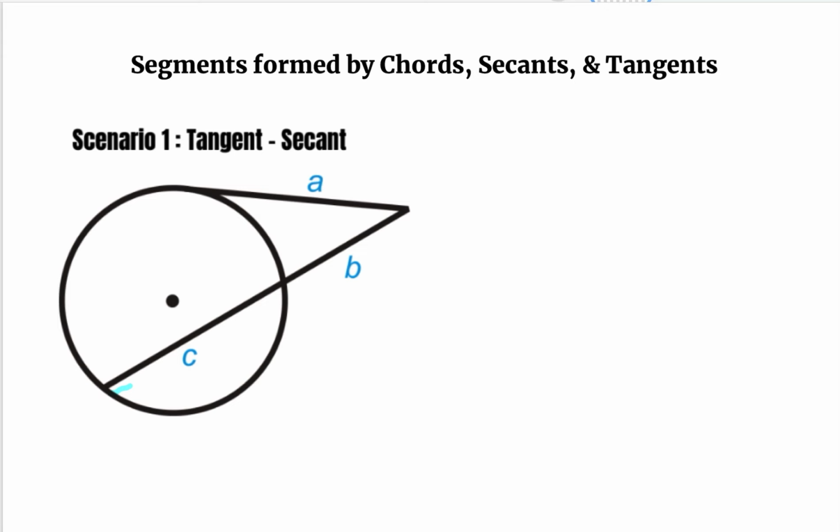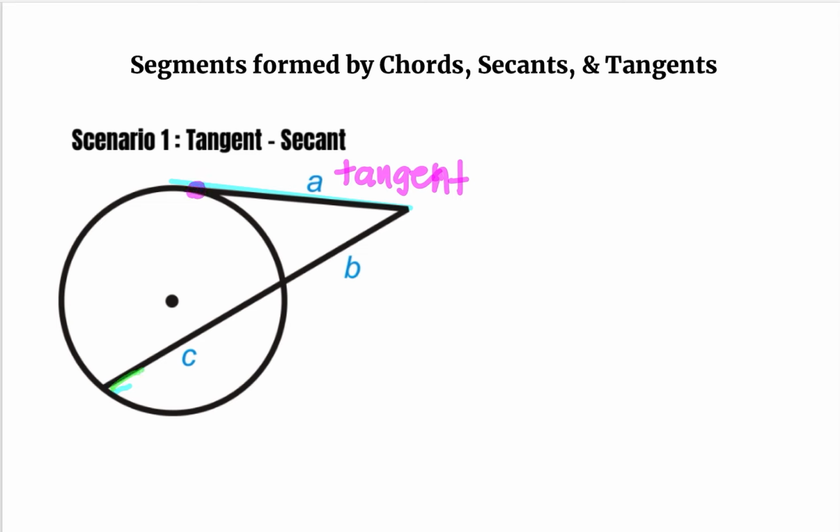Today we are going to talk about segments formed by chords, secants, and tangents. In the figure that we have on the screen, we have a line. This blue line is called tangent. Why is it called tangent? Because it crosses or touches or intersects the circle at one point.